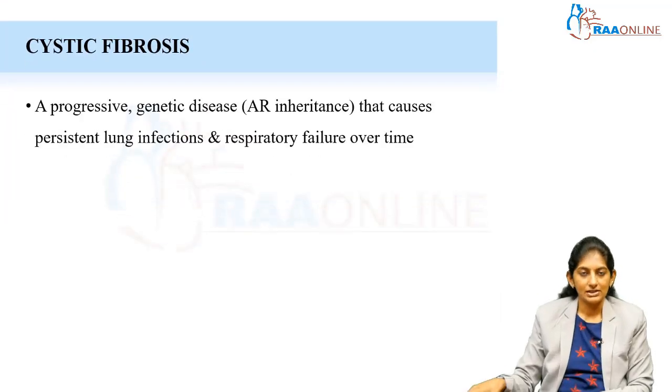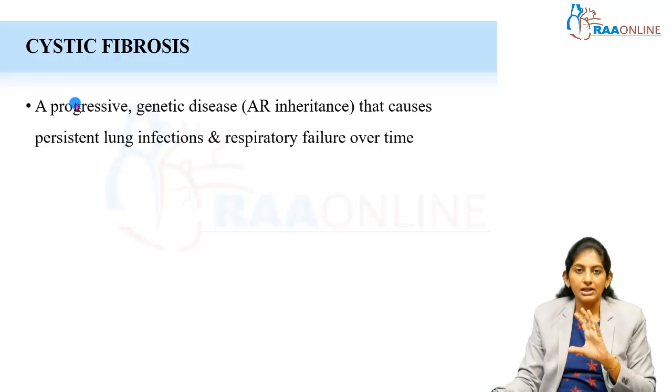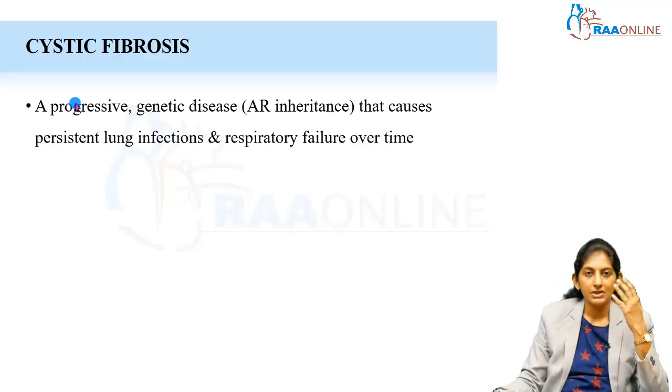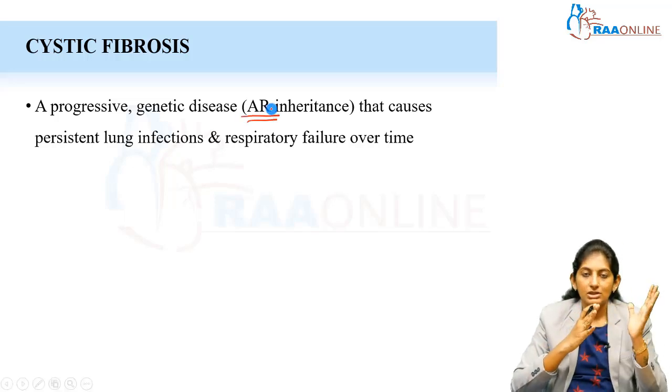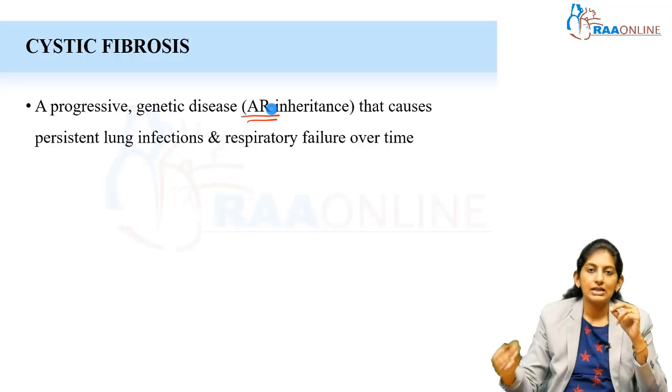So cystic fibrosis is a progressive, multi-systemic disease. We are dealing with it in the respiratory system because most of the systemic features start there, and the predominant complications or symptoms pertain to the respiratory system. So I have placed cystic fibrosis under the respiratory system. It is a very progressive disorder. It is a genetic disease, inherited as an autosomal recessive disorder. It causes persistent lung infections, and respiratory failure also happens over time.